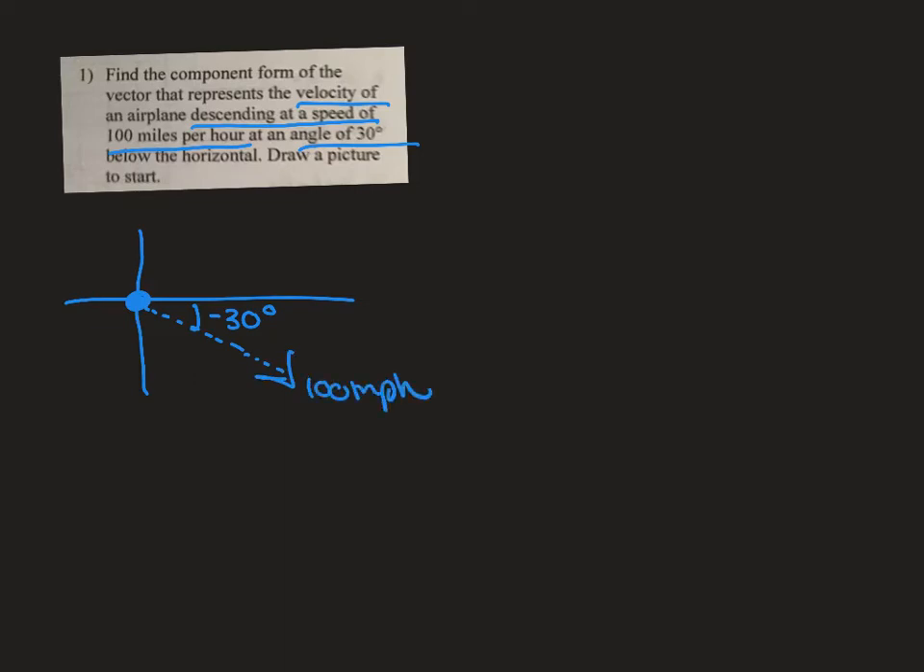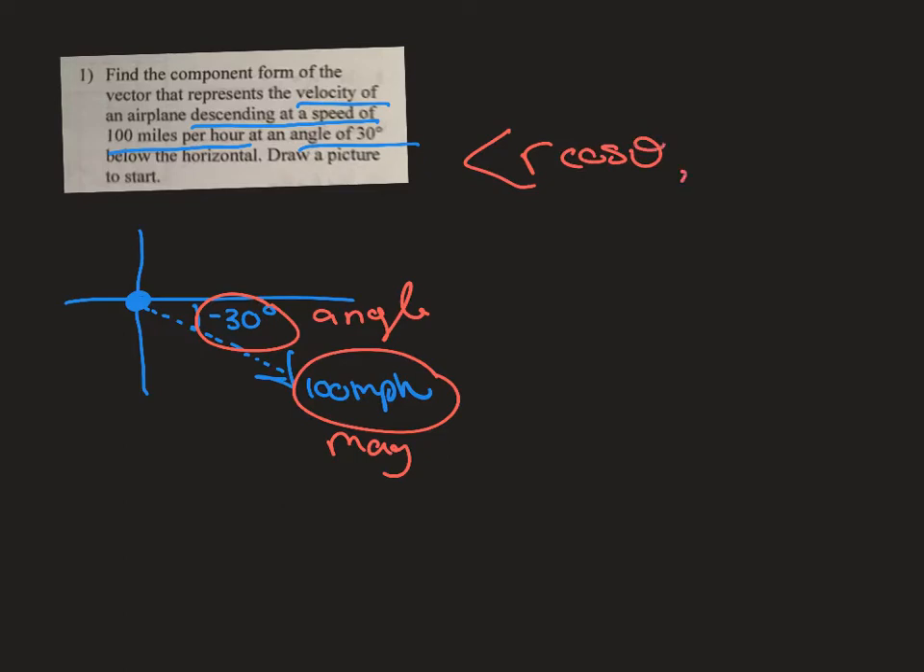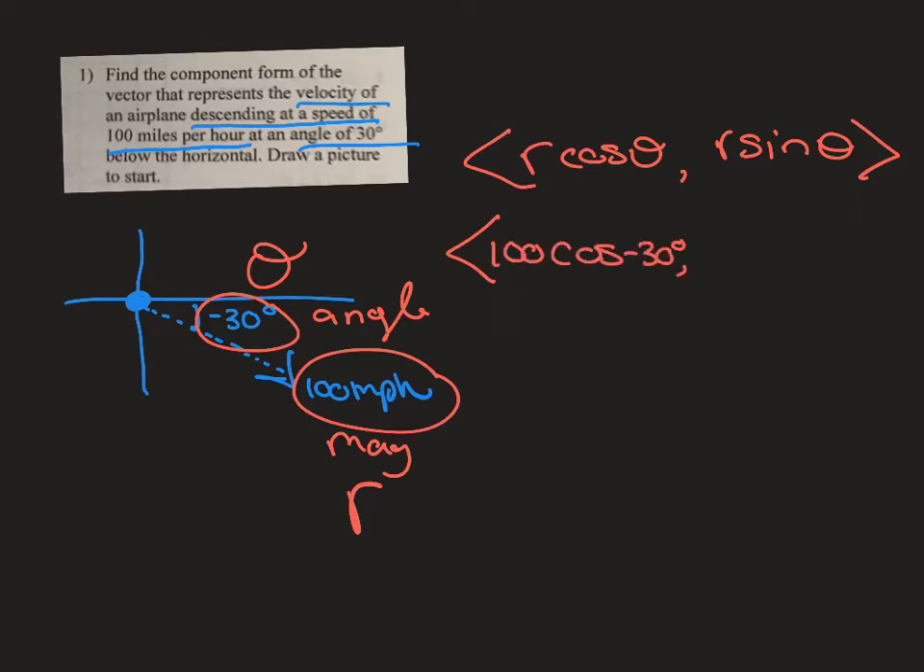In yesterday's video, you were given a magnitude. Here's my magnitude, and here's my angle. Now to find the component form, in the video from yesterday, we did r cosine theta to find the x and r sine theta to find the y. So we're going to do the same thing here. The magnitude is my r, and this is my theta. So I'm going to do 100 cosine negative 30 degrees, 100, nope, sorry, not cosine again, 100 sine negative 30 degrees.